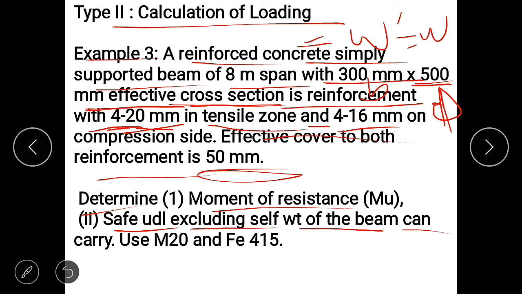excluding self weight of the beam. Means if we get self weight then subtract the self weight of the beam. So we get the safe UDL it can carry. For that, M20 and Fe415. So the grade of concrete is M20 and the grade of steel is Fe415.